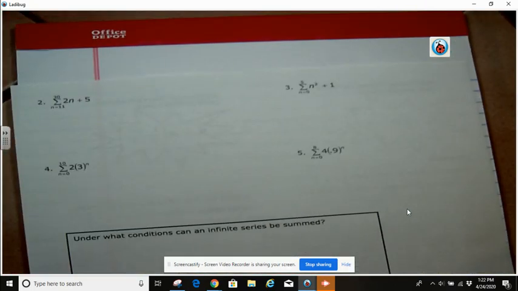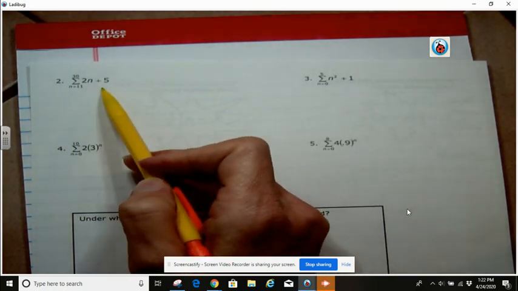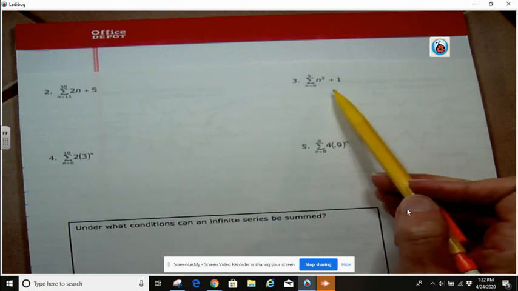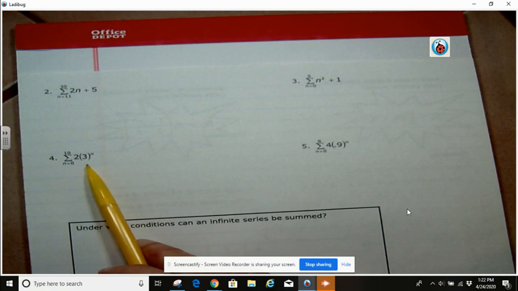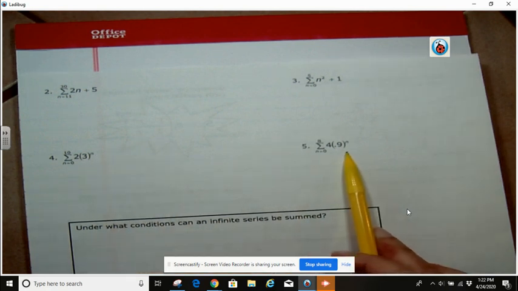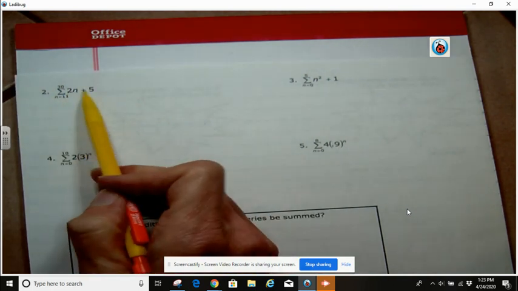So if we go through these other examples, this is arithmetic because this is linear. This one would not be arithmetic or geometric, so we don't really have a formula to use. This is geometric because it's got an exponent, and this is geometric because it's got an exponent. So being able to look at and determine if it's arithmetic or geometric just gives you some formulas that you can use. So for number 2, 2n plus 5 is linear.